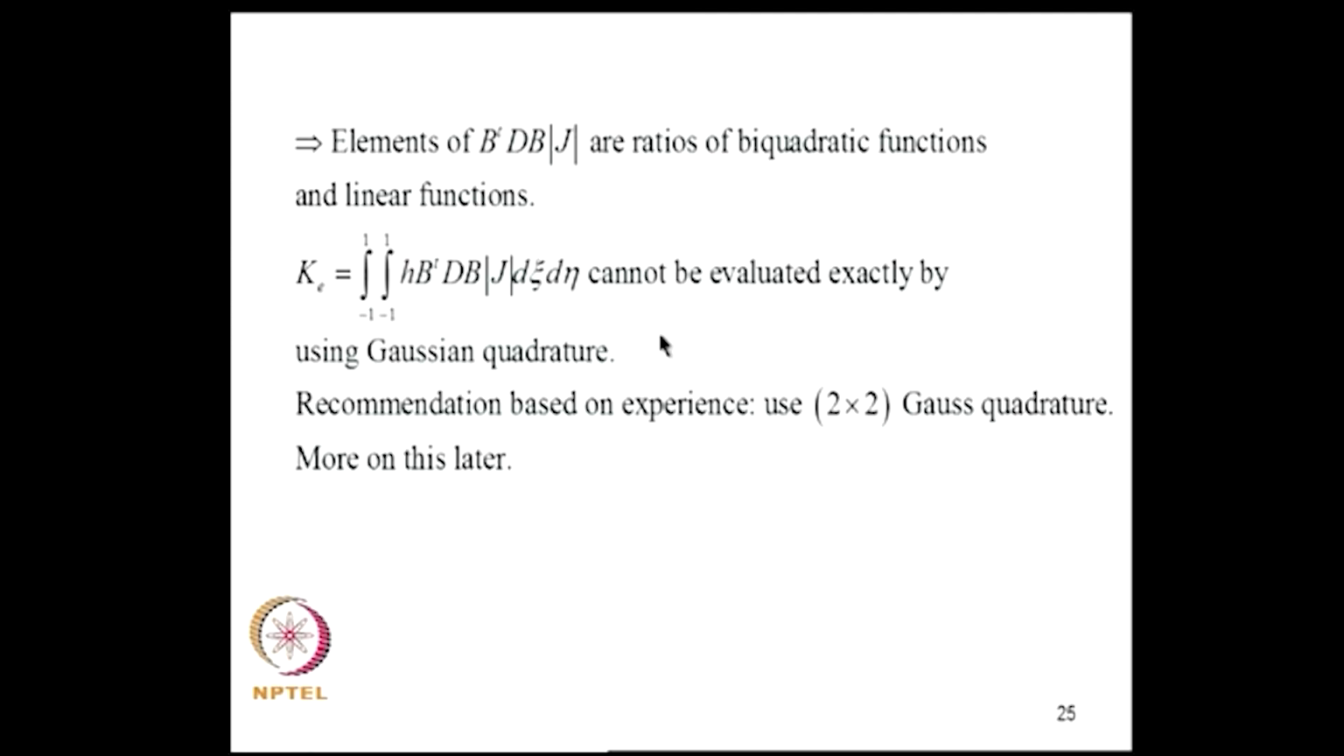but Gauss quadrature is so convenient, we will make some discussion on this subsequently, but right now the recommendation based on experience is use a 2 by 2 Gauss quadrature. We will come to this slightly later once again. Okay. So, summary is mass matrix gets evaluated exactly, and stiffness matrix there will be an approximation.